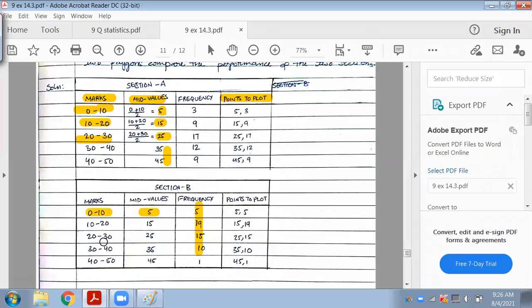So 10, 20, 30, 40, 50. Now for the first one also, it was 0 to 10, 10 to 20, 20 to 30, 30 to 40, 40 to 50. For section B also it is the same. So whatever mid values you got for section A, it will be the same for section B also. So we don't have to find it, we can directly write it. Then take the frequencies and then take the points to plot.